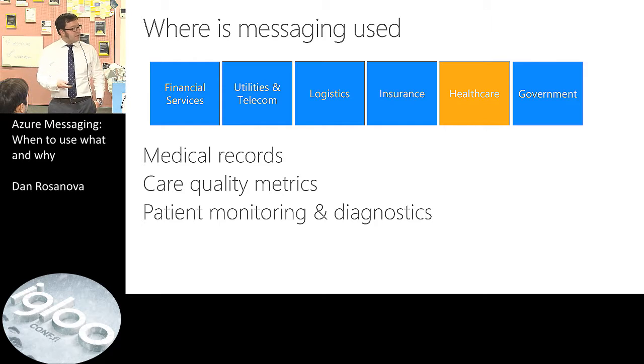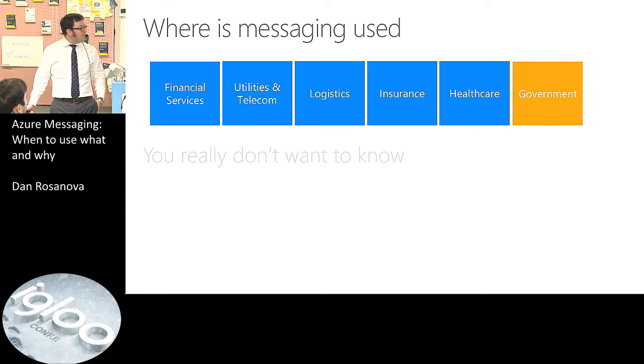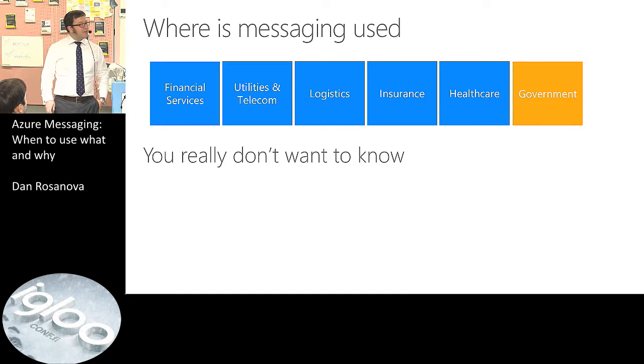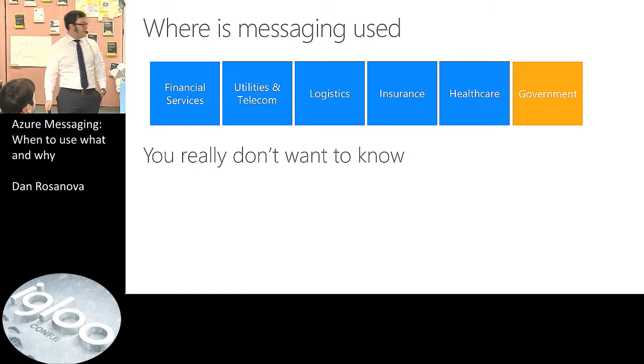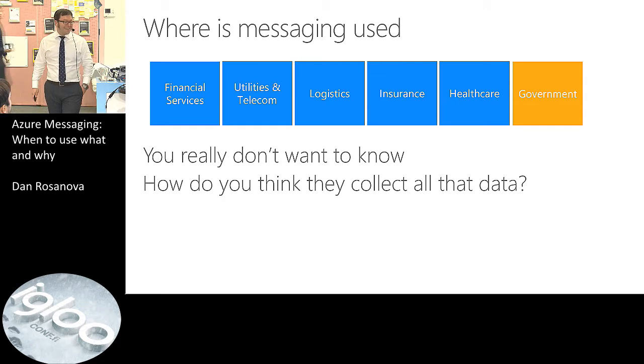The biggest messaging customer in the world is the U.S. federal government. They buy a lot of stuff from IBM. You don't necessarily want to know what they're doing with it, but they're doing a lot. And that's how they collect all that data, right? They're using messaging platforms for it.